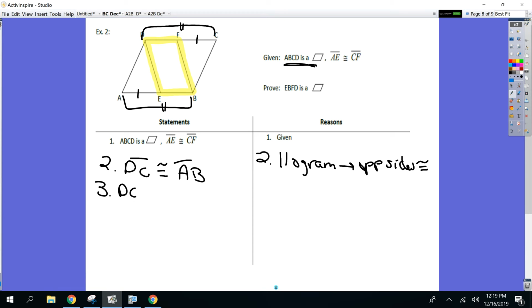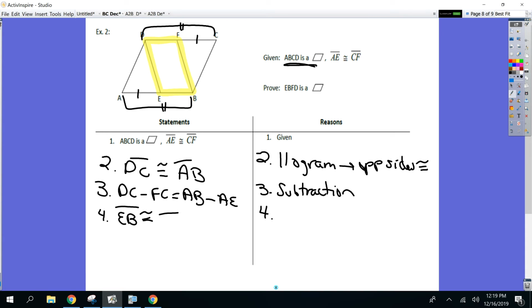So DC minus FC is equal to AB minus AE. Subtraction. Nothing changes. Now I'm just going to substitute in what they're equal to, which is EB congruent to DF. Substitution.